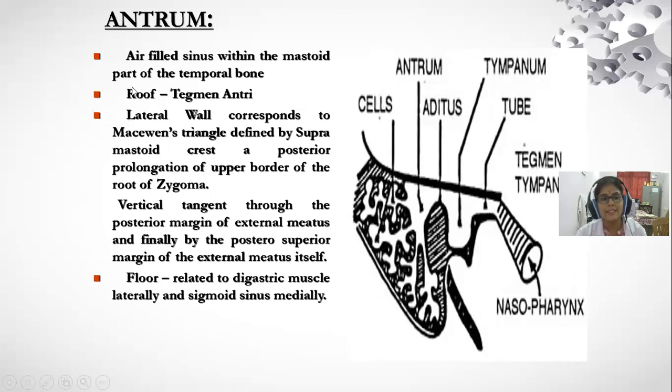What exactly is antrum? Antrum is an air-filled sinus within the mastoid part of the temporal bone. The roof is actually formed by tegmen antri.